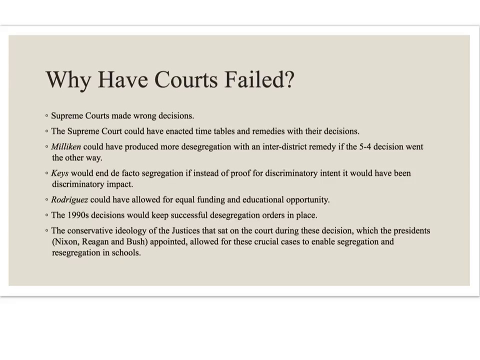The Supreme Court made some wrong decisions. In one case, Milliken, there could have been better results of desegregation if they had used an interdistrict remedy. With the case of Keyes, there could have been an end to de facto segregation if proof of a discriminating impact was all that was needed. Also, in the case of Rodriguez, that could have allowed for equal funding and educational opportunities.